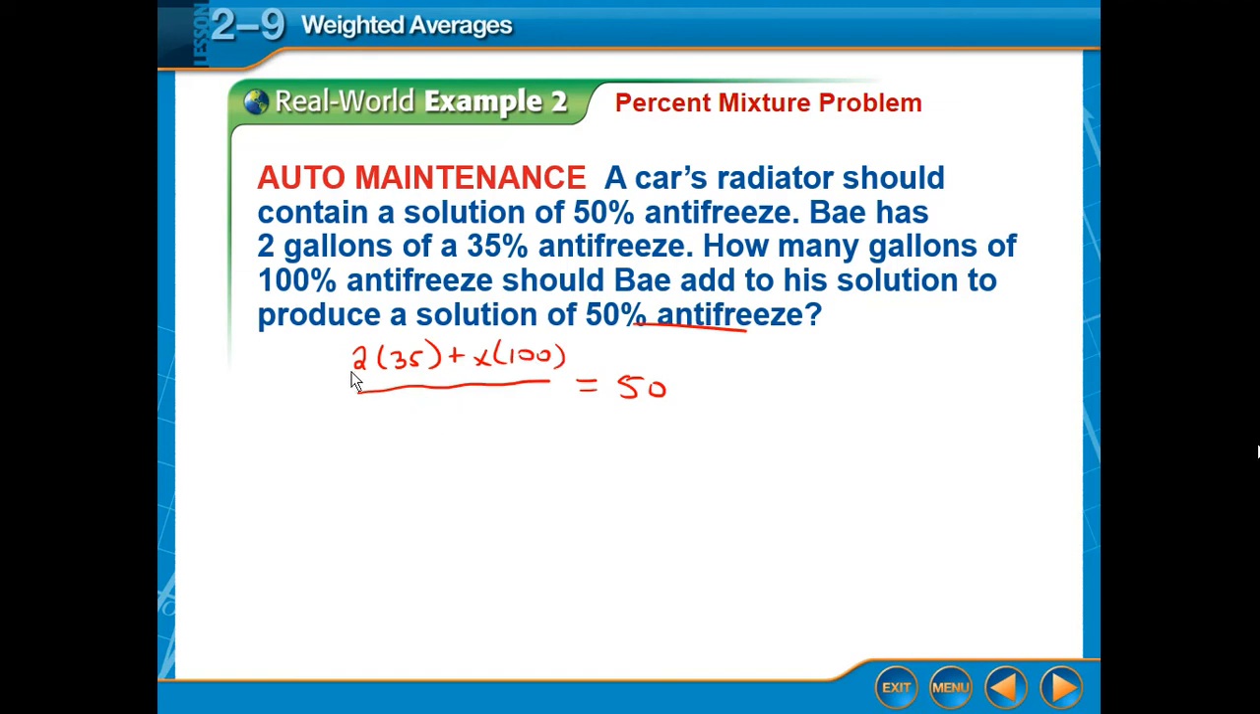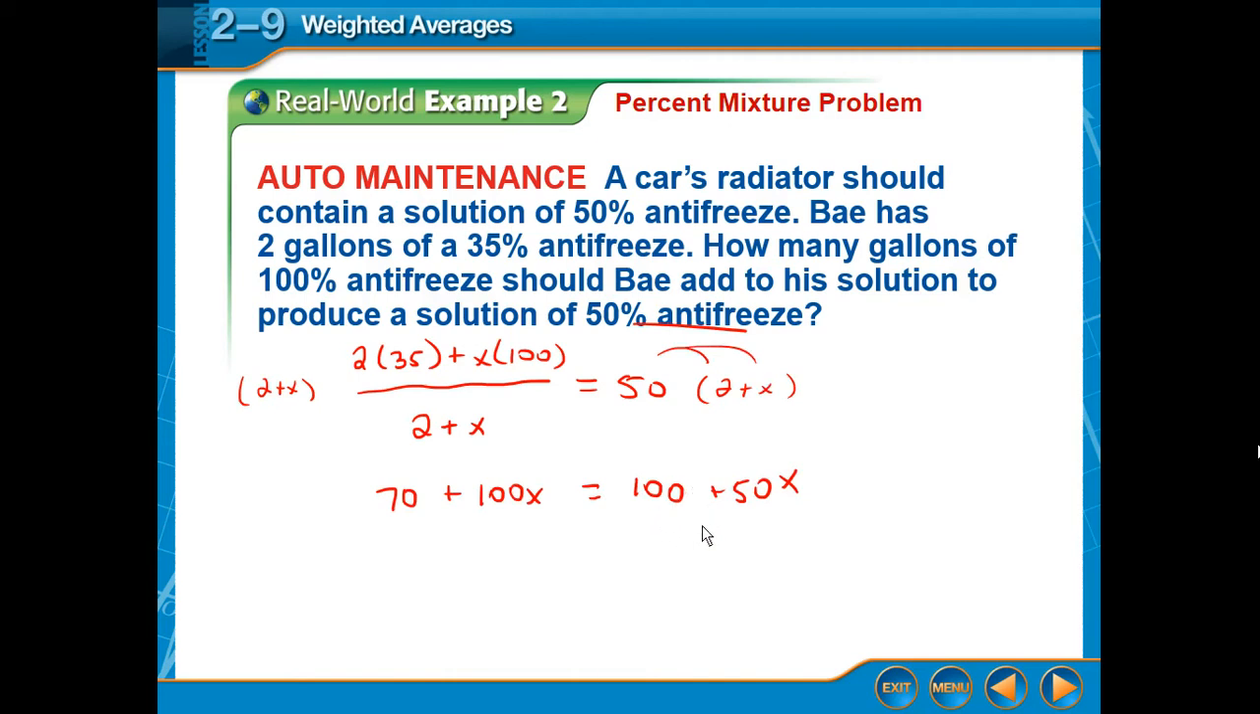So the total that he's adding together in gallons is going to be 2 plus x. Okay, so then we're just going to solve this by multiplying both sides by 2 plus x. When we do that, simplifying the top up here, that's 70 plus 100x equals 100 plus 50x, distributing that 50 through.